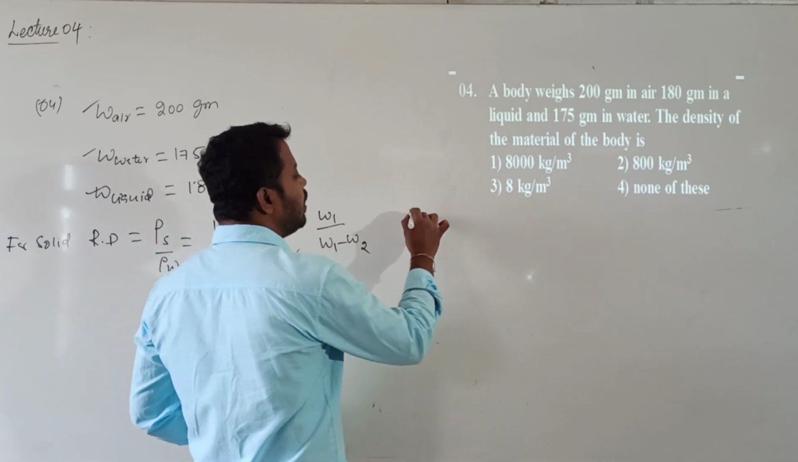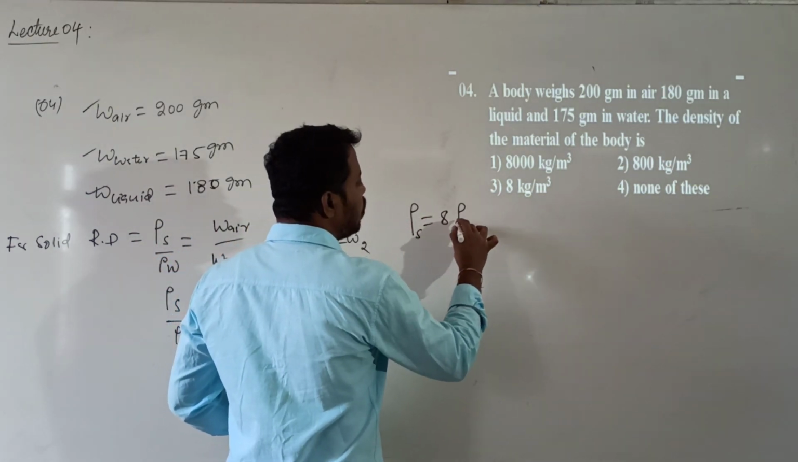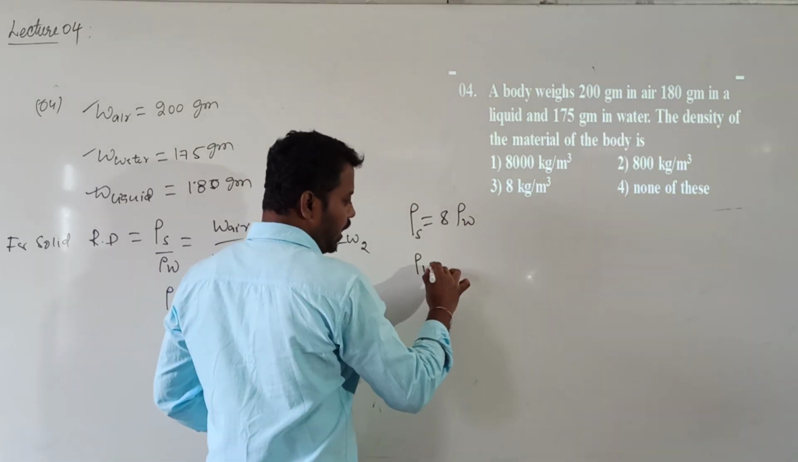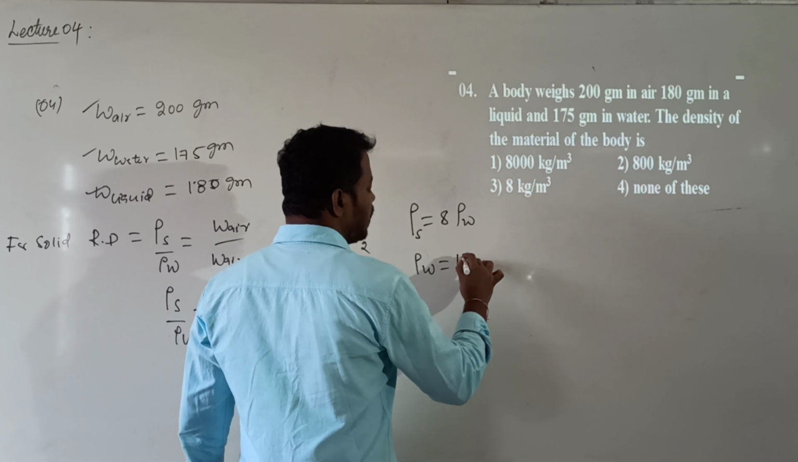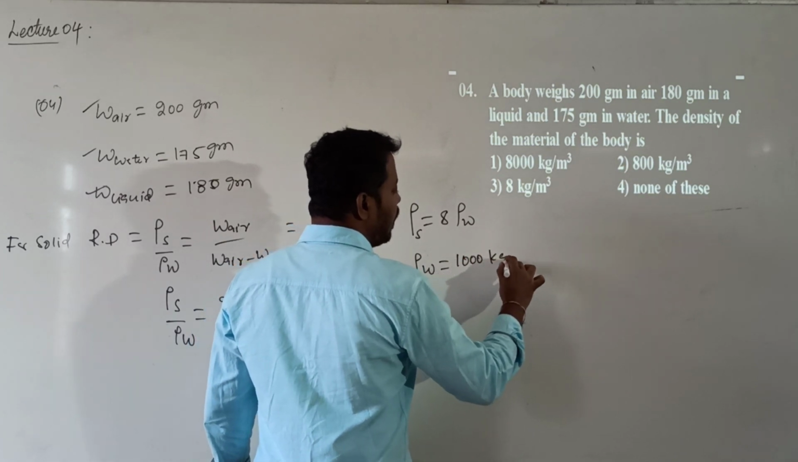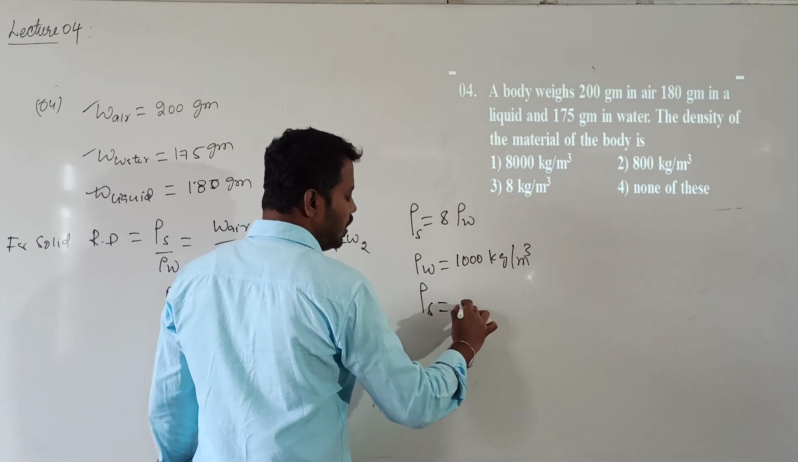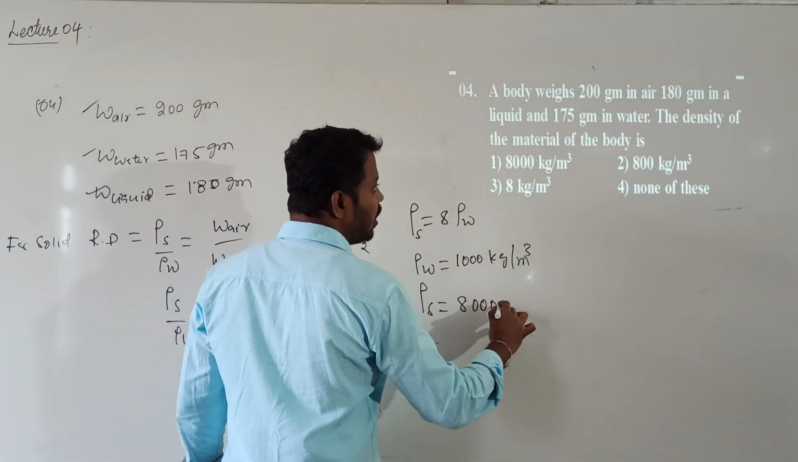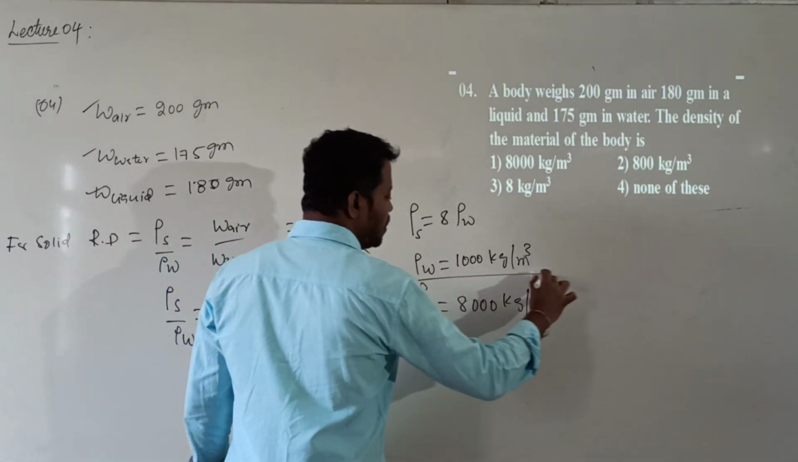So what is the density given by the rho value? Rho S is equal to 8 into rho W. What is the rho W value in the SI system? Rho W will be equal to 1000 kilogram per meter cubed. Therefore, rho S is 8 into 1000, which is 8000 kilogram per meter cubed. Understood?